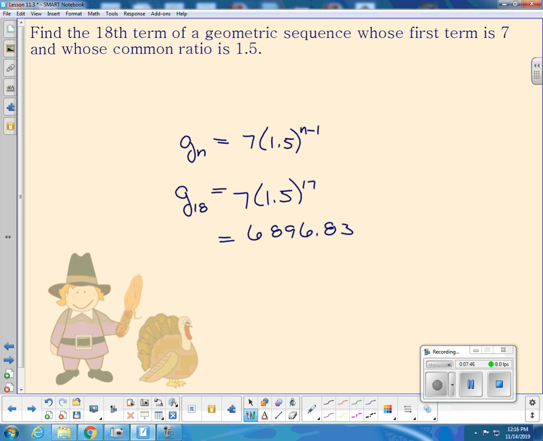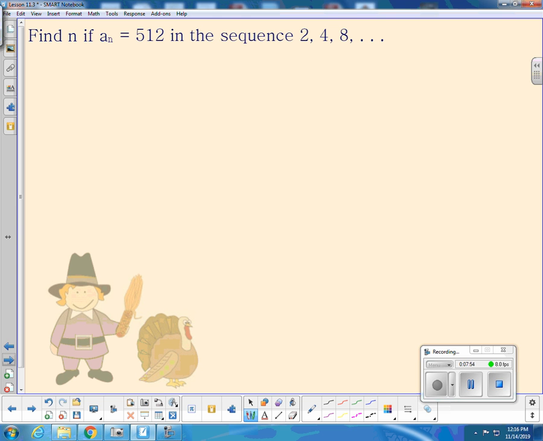Okay? Easy enough? All right. Find in what position the number 512 is in that sequence. When you're looking for the position, again, you need to write the sequence down. So the first term is 2. What's my ratio? 2 raised to the n minus 1. So that's my sequence.